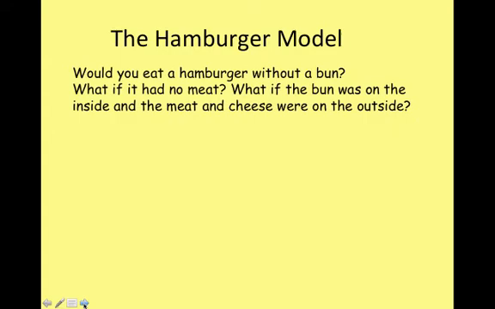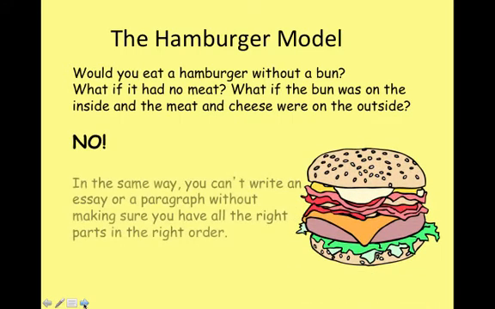So this first lesson that we're going to look at today is the Hamburger Model. There are different parts of the Hamburger Model. The first question that I pose to you is: Would you eat a hamburger without a bun? If it didn't have any meat, would that make a great burger? What if the bun was on the inside and the meat and the cheeses were on the outside? Would that make a whole lot of sense? Of course not. So what we're going to be doing is looking at utilizing what's called the Hamburger Model to write an essay and making sure that all the components of the essay are in the right order.